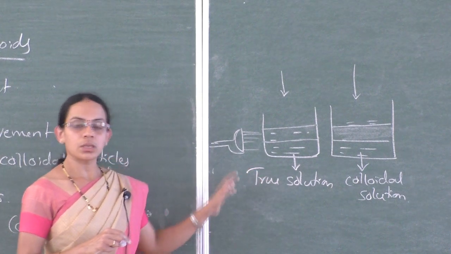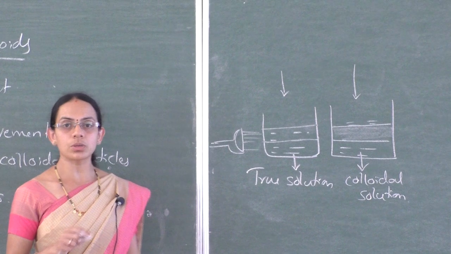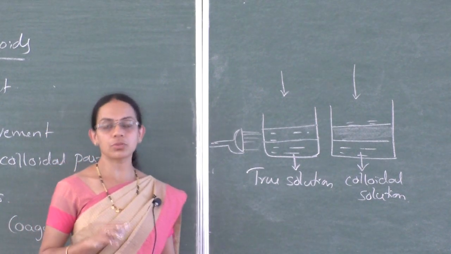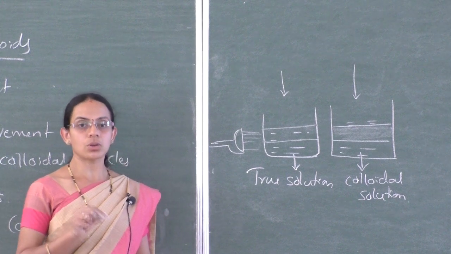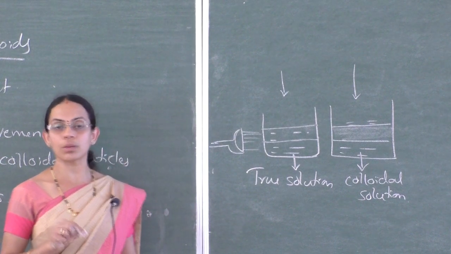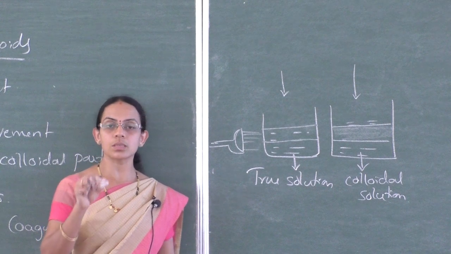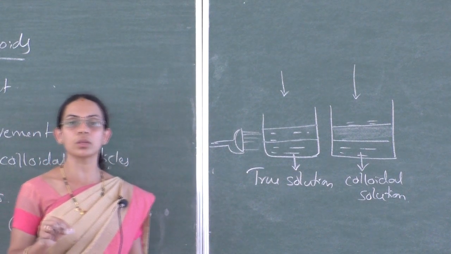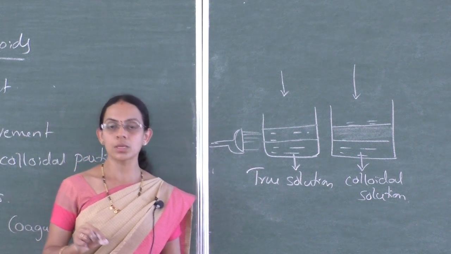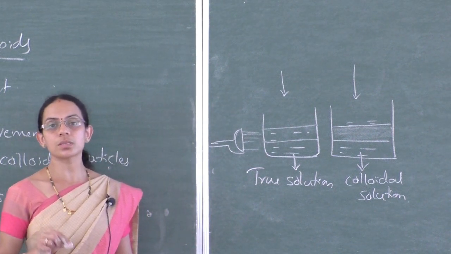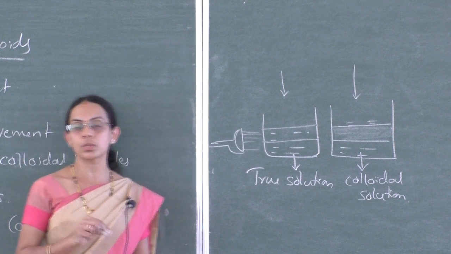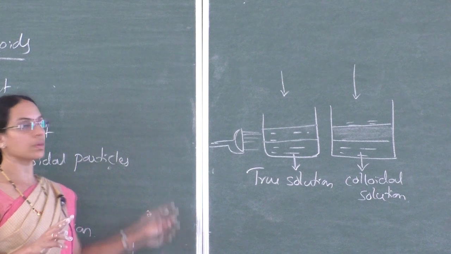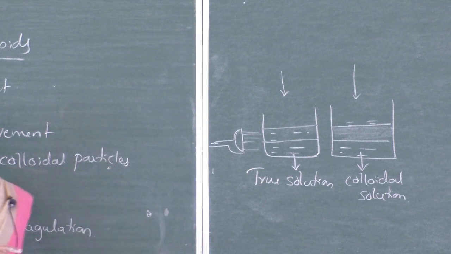Tyndall effect is observed only under two conditions. The diameter of the particle must not be very small compared to the wavelength of the light used, and there must be a large difference in the refractive indices of the dispersed phase and the dispersion medium. Under these two conditions only we can observe the Tyndall effect.